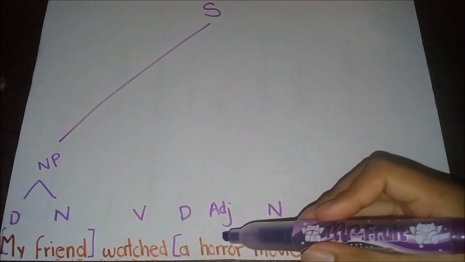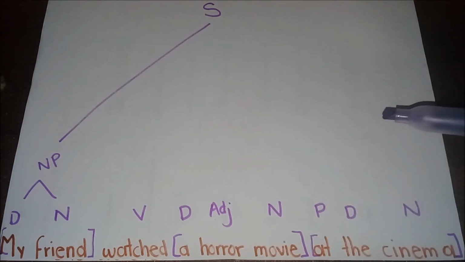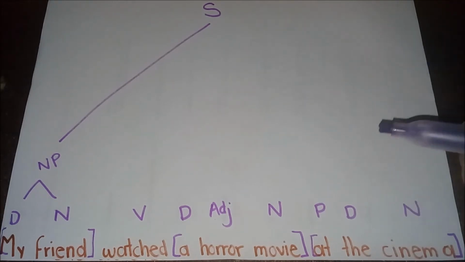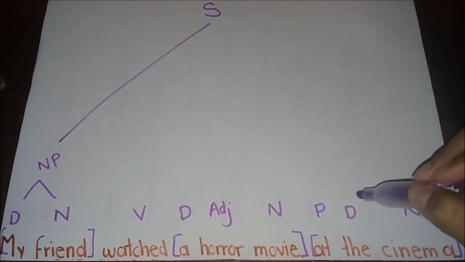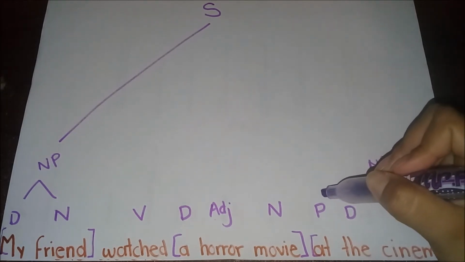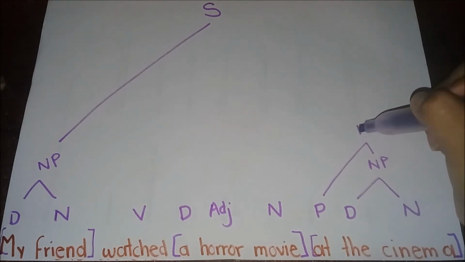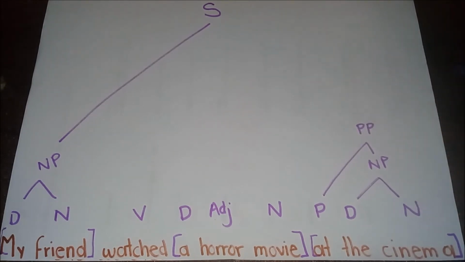Since we know that a horror movie and at the cinema are not a single constituent, then they won't be under the same node. I am going to start building this one. We have a determiner and a noun, which makes a noun phrase. Then we have a preposition and the noun phrase, and it becomes a prepositional phrase.